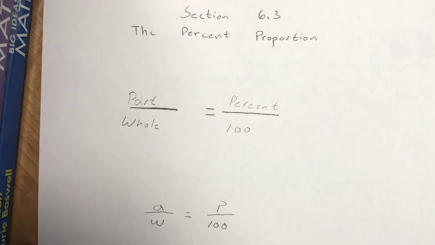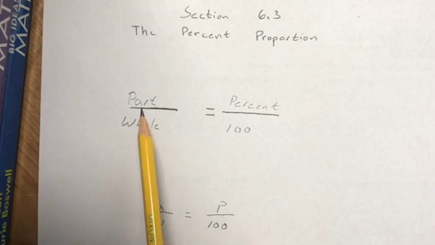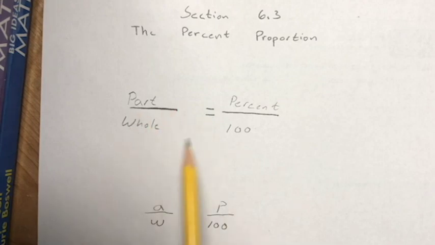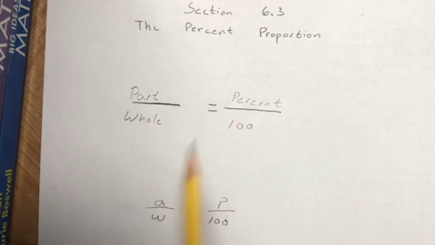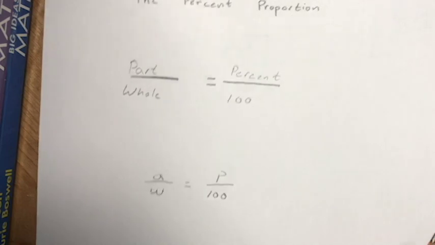Section 6.3, the percent proportion. This one's pretty straightforward. There's nothing too terribly complicated about the concept behind it. Basically, I'm going to give you a very simple equation, a very simple proportion, where we talk about the part over the whole is equal to percent over 100. We'll explain what all this means in just a second.